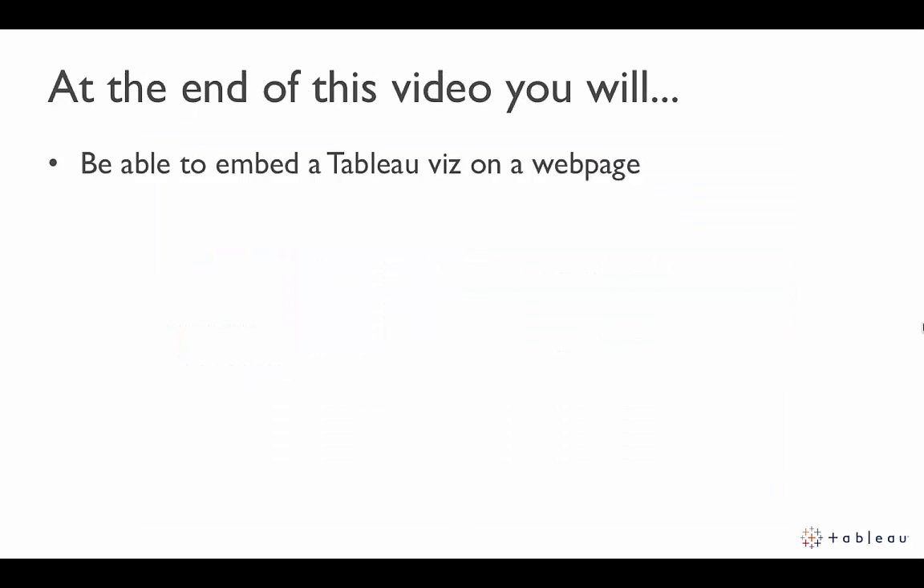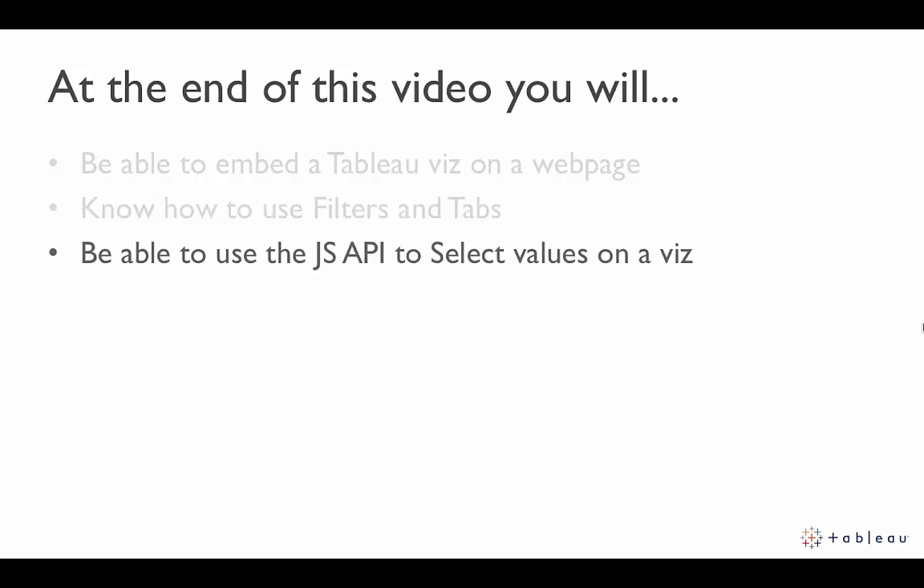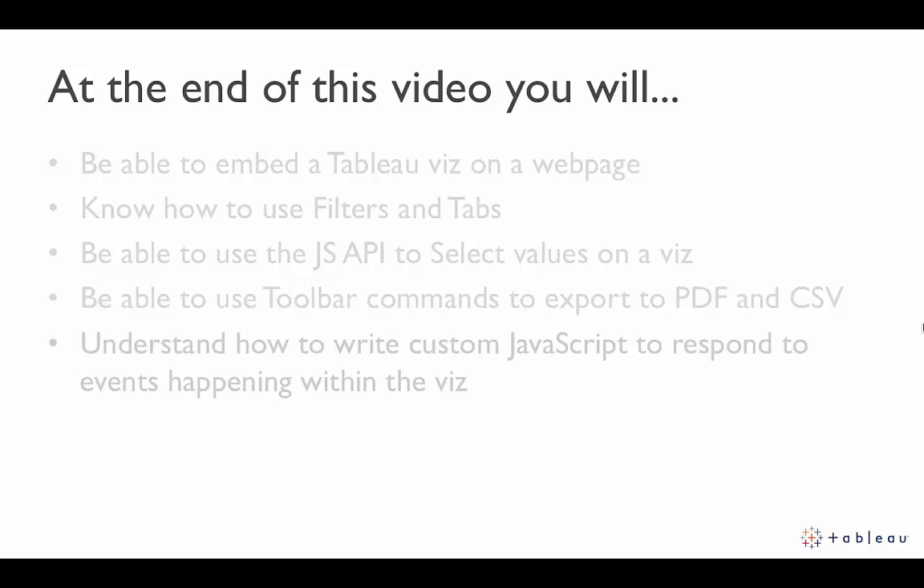Before we get started, let's talk about our goals for this video. Through the tutorial, we're going to show you a lot of the basics of using the JavaScript API. We'll start with what the JavaScript API code looks like to embed a Tableau visualization on a web page. The introductory walkthrough will also teach you how to use filters and tabs. You'll be able to use the JavaScript API to select marks or values on a dashboard or visualization. It'll teach you how to use the basic toolbar commands, such as exporting to PDF and CSV.